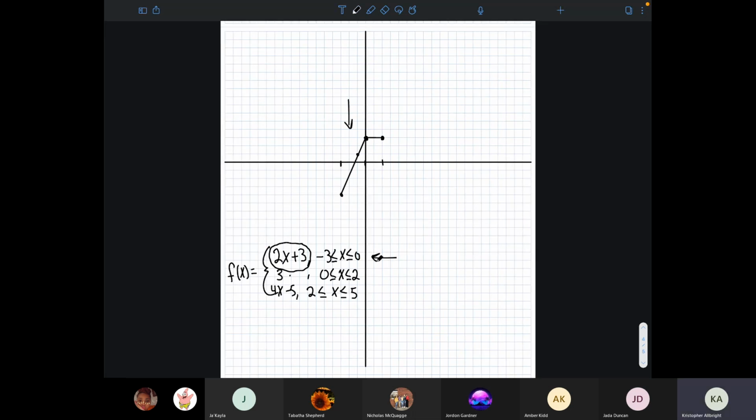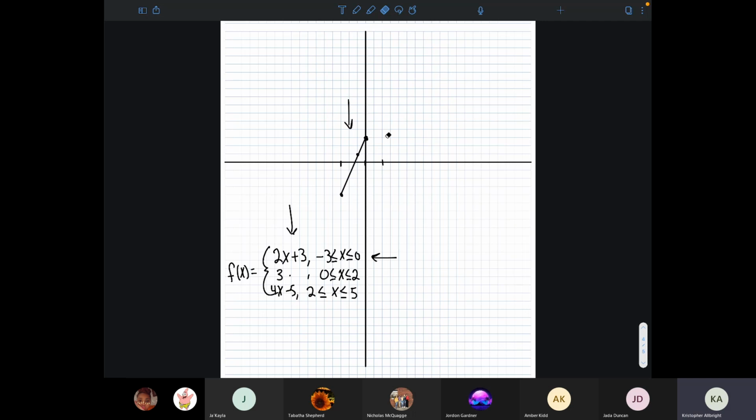So all it's saying is between these 2 points, this is what you do. Between these 2 points, this is what you do. Between these 2 points, this is what you do. So you're going to have to do some graphing and erasing and things like that to get this to look exactly right.